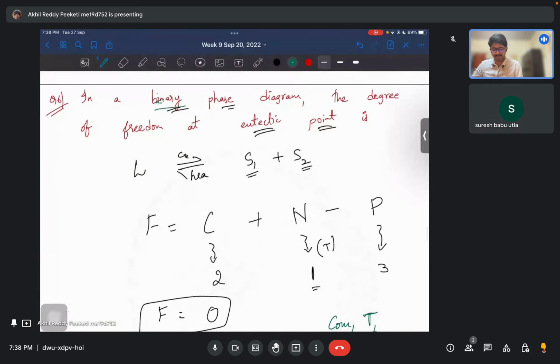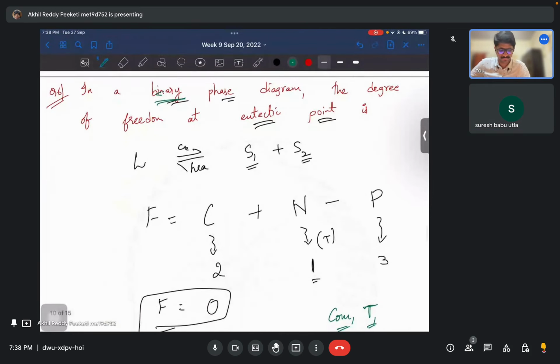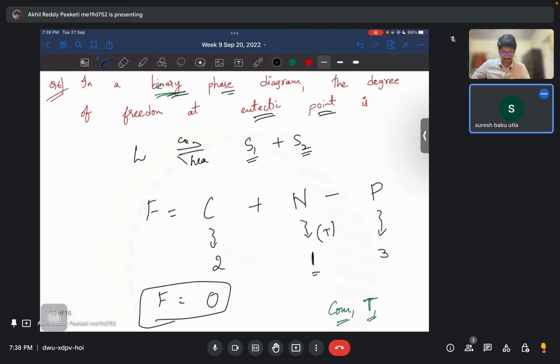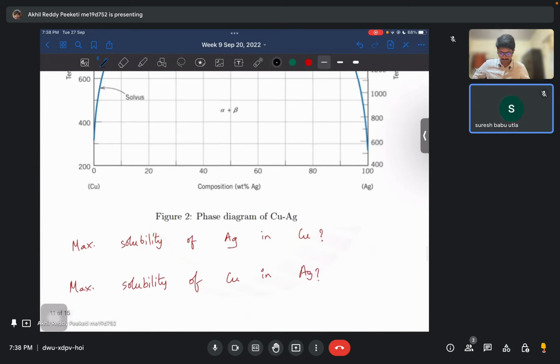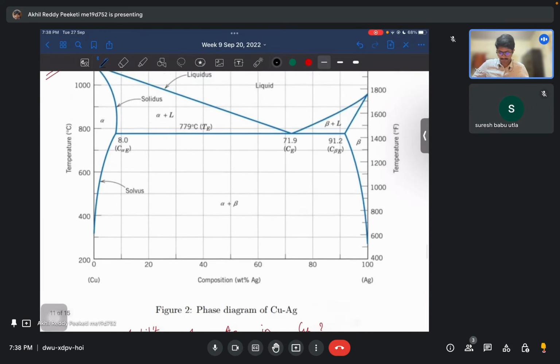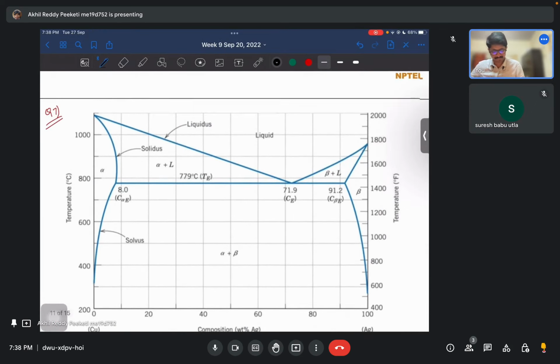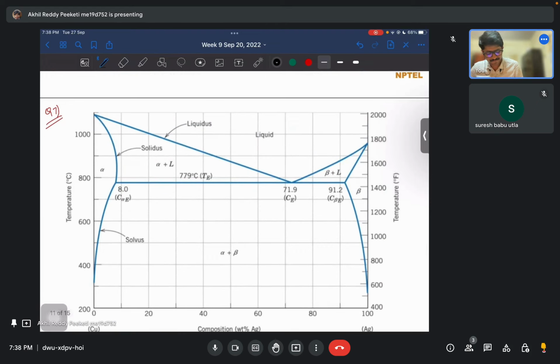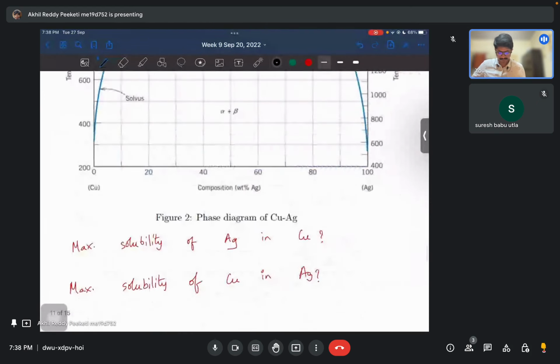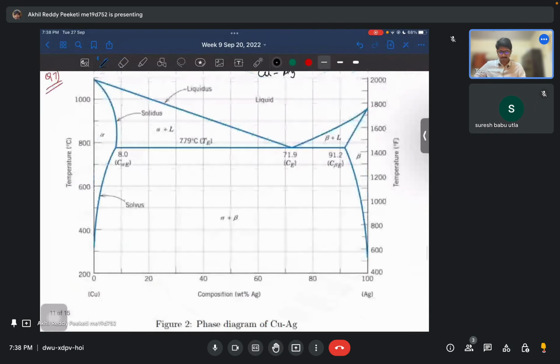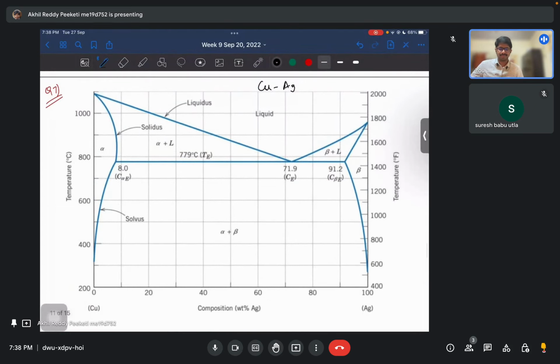Because it's a binary phase diagram, the number of components is 2. So now we are given the copper-silver, CuAg, phase diagram. Now, maximum solubility of Ag in Cu. So can you tell me the answer? Maximum solubility of Ag in Cu.